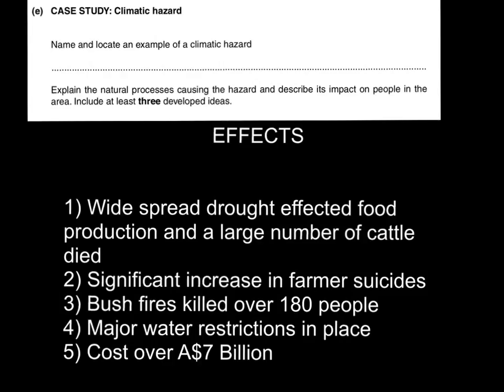In addition to farmer suicides, which the exact number is quite hard to pin down, bushfires linked to the hot conditions killed over 180 people. In all urban areas, massive restrictions in place. Water meters common, hose pipe bans, limits on the length of time you can have a shower, for example. Real issues in terms of water consumption. And the overall estimate is somewhere in the region of 7 billion Australian dollars, okay, which is a massive cost.